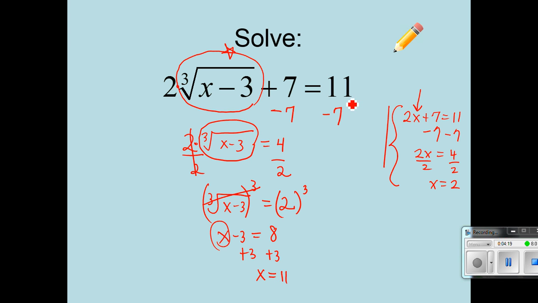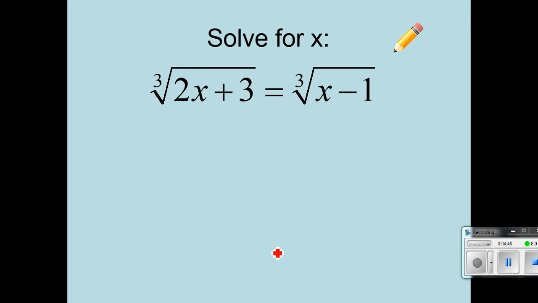Now let's make sure it works back in the equation. 11 minus 3 is 8. So 2 times the cube root of 8, plus 7. Does that equal 11? The cube root of 8 is 2. 2 times 2 is 4. Add that 7, and yes, it does equal 11. Therefore, the answer is 11. Okay, let's try another one.